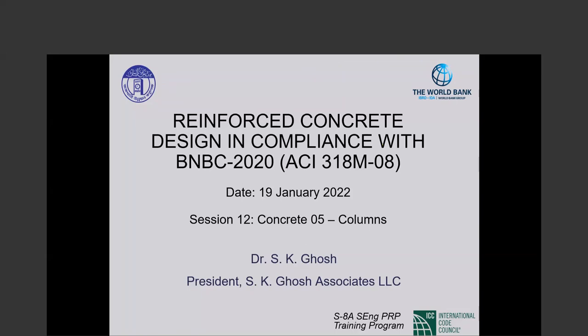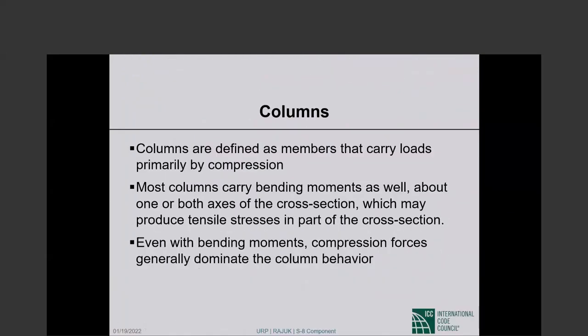Thank you, Bodhi. Good evening, everybody. As Bodhi said, this is our session 12 and the fifth session on concrete. We will talk about reinforced concrete columns today. There are pre-stressed concrete columns which I did not include in the scope. I am finding more and more that in this 2.5 hours, you can do only so much and no more.